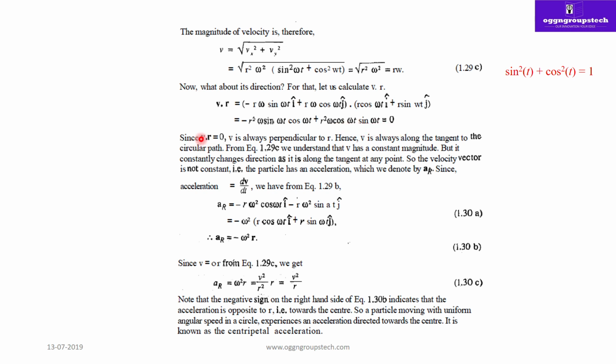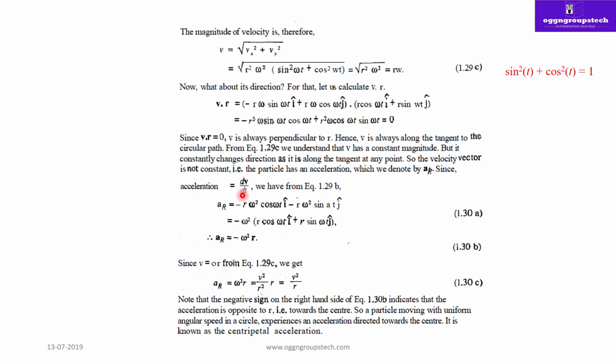Now here, v dot r is equal to 0. Why? v is always perpendicular to r. Velocity is always perpendicular to the radius. Okay. Now we'll go to our expression, that is acceleration, which I told you before.